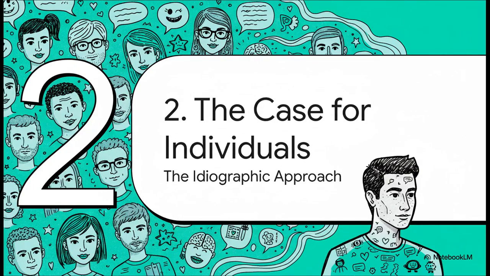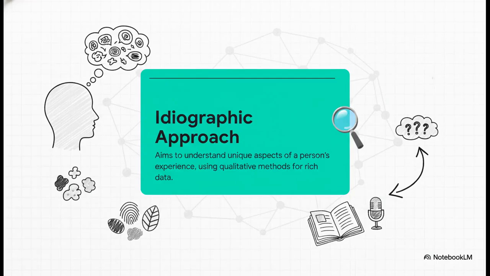All right, let's kick things off with our first contender, making the case for the individual. This is the idiographic approach. And everything we're about to cover is that core knowledge you absolutely need to nail down for AO1. The word idiographic, yeah, it's a bit of a mouthful, I know. But it comes from the Greek word idios, which means own or private. And honestly, that's the perfect description. This approach is all about trying to understand one person's unique world. And it does that by using qualitative methods to get super rich, detailed data.